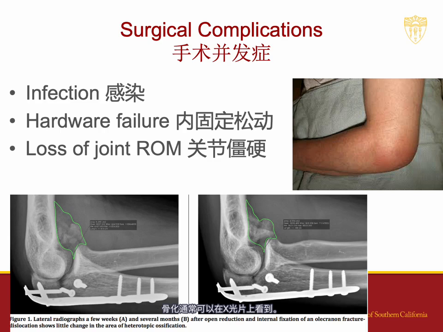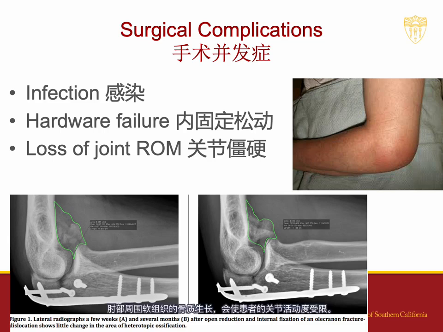This ossification usually can actually be seen in an x-ray within the first 3 to 4 to 5 weeks after the elbow fracture. So after the fixation, that ossification starts occurring within a couple of weeks.